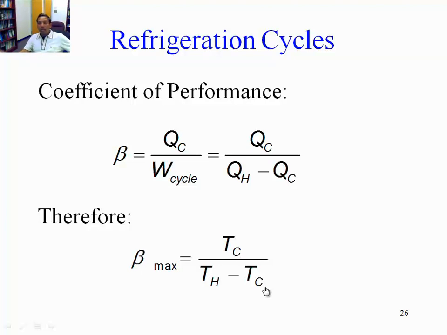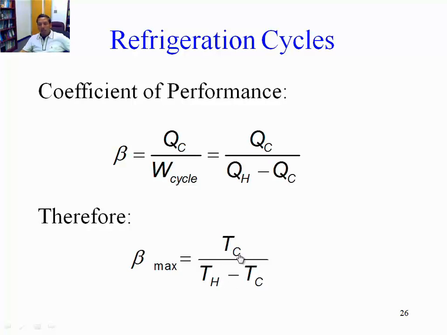So we can directly calculate, for example, what would be the maximum coefficient of performance that you can attain by installing a refrigeration cycle to cool down this office, by calculating what is the temperature that I want in this office? Let's say 65 degrees. What's the temperature outside? 90 degrees. So it's 90 minus 65, that's 25 degrees.